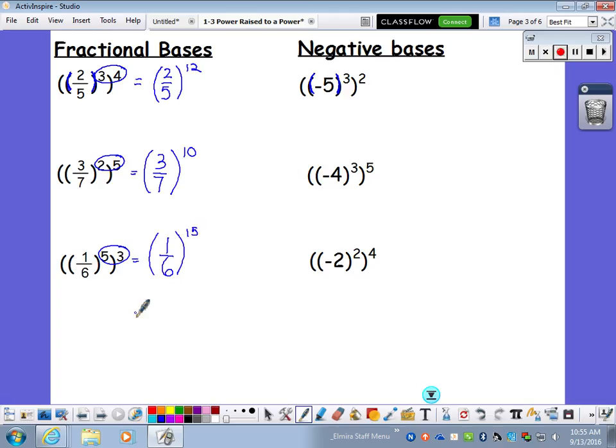Same deal with negative numbers. Keep the negative 5 in parentheses, and 3 times 2 is 6. Positive exponent, okay? I don't want anybody to think, oh, negative, make a fraction. Nope, that's only negative exponents. That's a positive exponent, we don't make a fraction. Negative 4 is my base. 3 times 5 is 15. Negative 2 is my base. Keep it in parentheses. And 2 times 4 is 8.